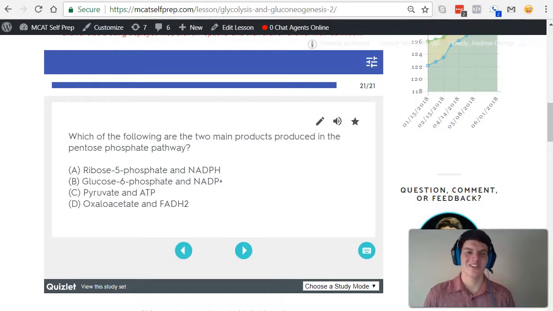Taking a second look at our answer choices, we'll quickly notice that the correct answer here is answer choice A, ribose 5-phosphate and NADPH.